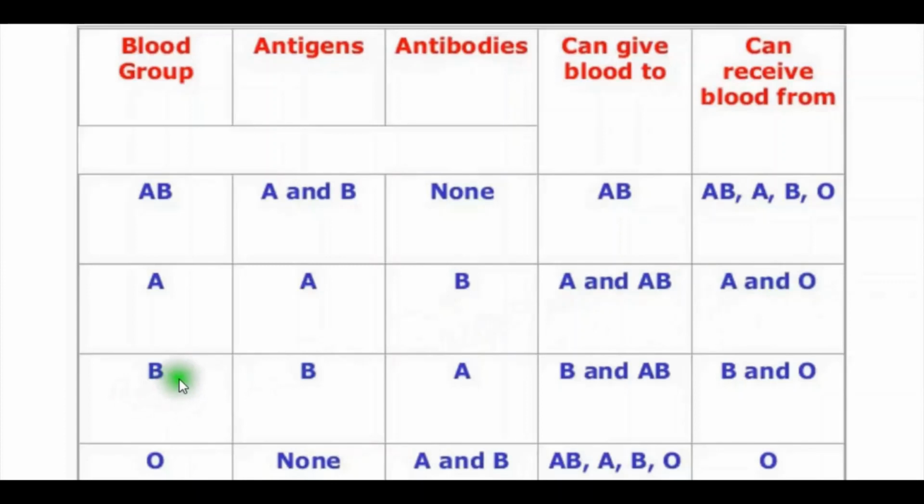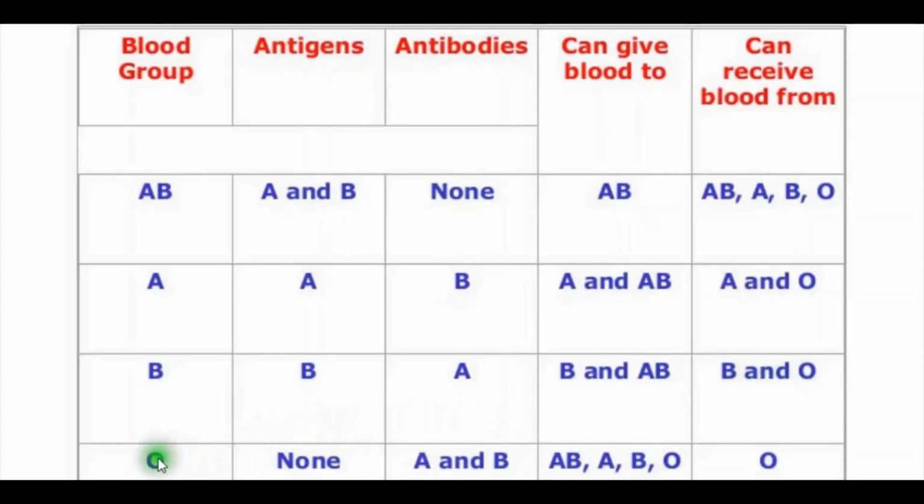Then the third blood group is B. In the B group person's body, antigen B is present and antibody A is present. So they can give blood to B group and AB group. They can receive the blood from B group persons and O group persons. Only two, B and O.